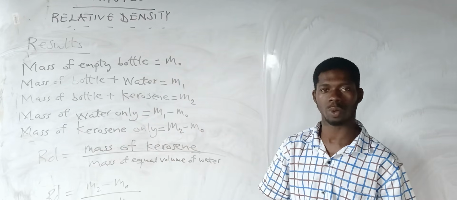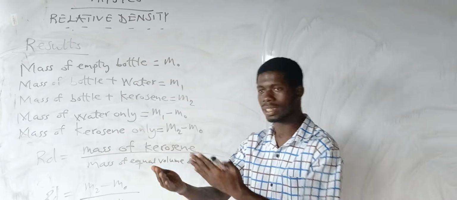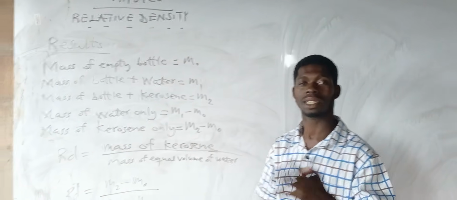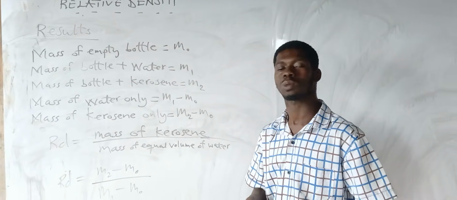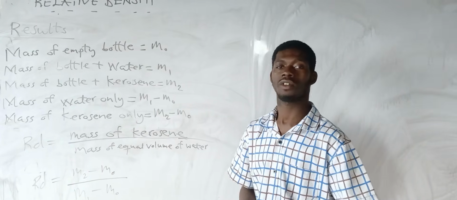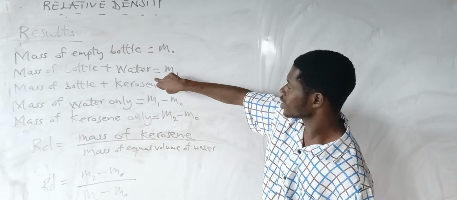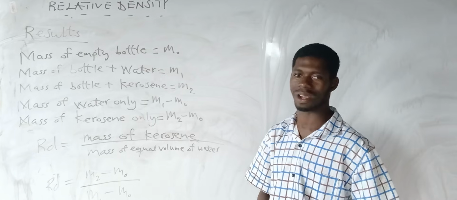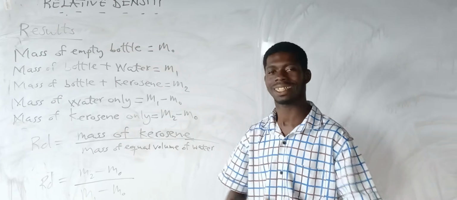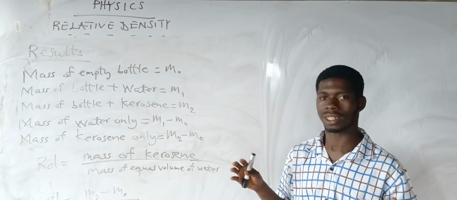Then the mass of water only. What will be the mass of water only? The mass of the empty bottle is M0, and the mass of the bottle plus water is M1. So for you to get the water only, you're supposed to subtract the bottle only from the bottle plus water. Then you get water only.